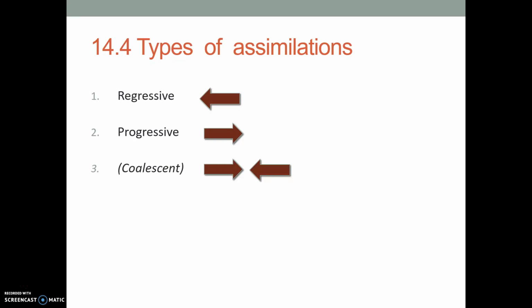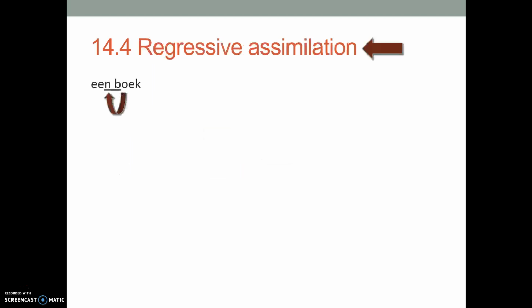Regressive is where the sound that follows influences the previous one. Progressive is the other way around, and coalescent means that they come together and blend into one sound. Some examples of regressive assimilation: een boek. In this case, the effect goes backwards, so the voiced b influences the n, and the n becomes an m, because in this case it's not really voicing, it's to do with articulators. You make it bilabial too, so you say een boek. Try it out, not everyone felt it in class, but if you say it quickly, you probably do this.